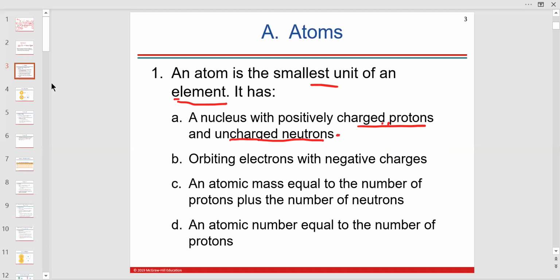Okay, but then you have these orbiting outer particles called electrons with a negative charge. If I ask you what the atomic mass is, all you have to do is add up the number of protons and neutrons, and it's usually the same. You're going to hear what an isotope is, but usually the number of protons equals the number of neutrons for what we're talking about. And if I ask you for the atomic number, you're going to give me the number of protons. Hydrogen has 1 proton, so it's hydrogen 1.